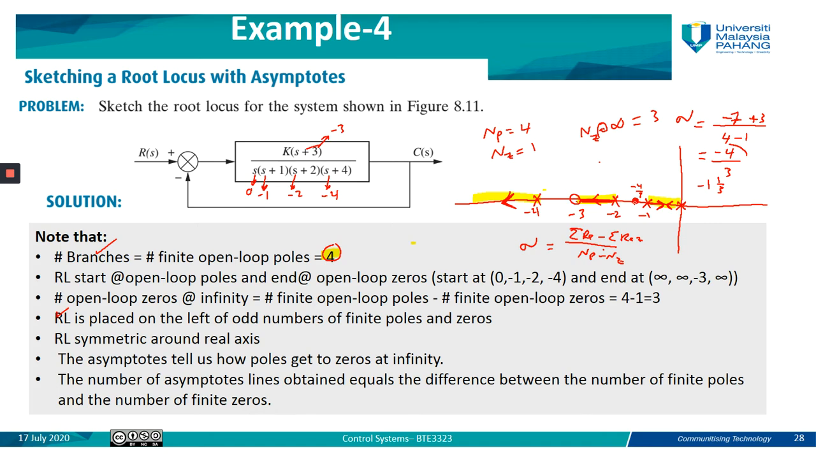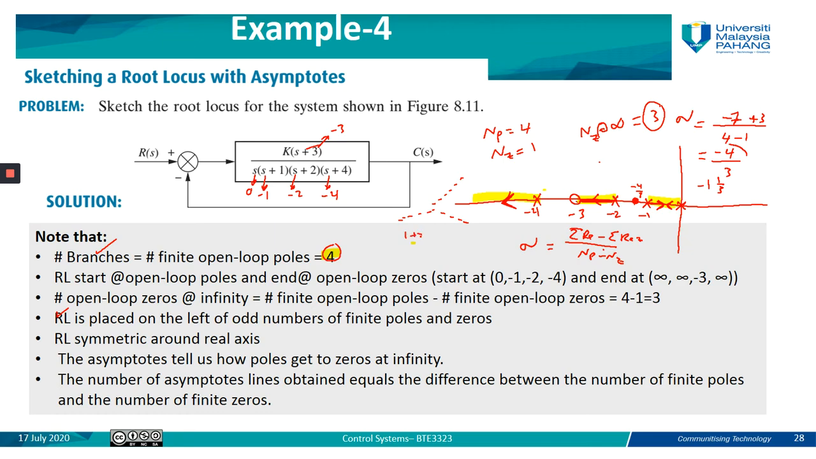How many asymptotes do we have? The number of asymptotes equals the number of zeros at infinity, so it will be 3. Since we have 3 asymptotes, we are going to draw 3 dashed lines, which will guide the root locus to go to infinity. So what is the angle for these asymptotes? It will be calculated from rule number 5.